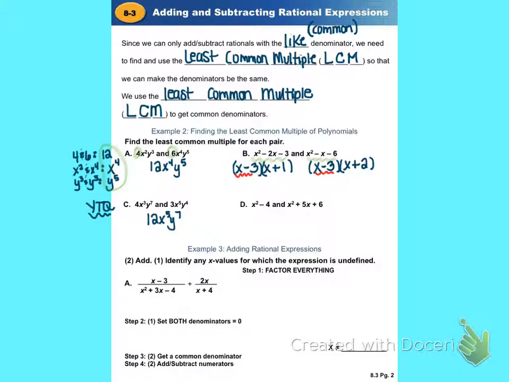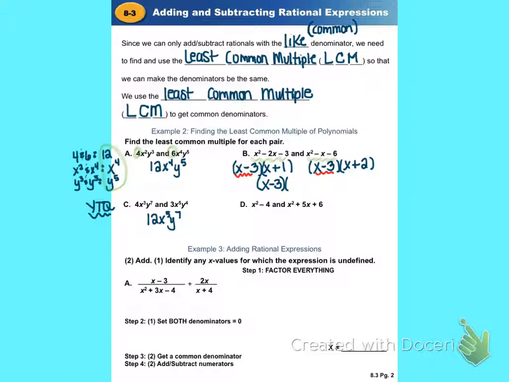So I know that's actually going to be part of the least common multiple. It's going to be x minus 3, but then this one over here, the one on the left, actually has an x plus 1, and the other one doesn't have an x plus 1. So this one on the right would actually need an x plus 1, and the one on the left would need an x plus 2 because it doesn't have that factor that the other one has.